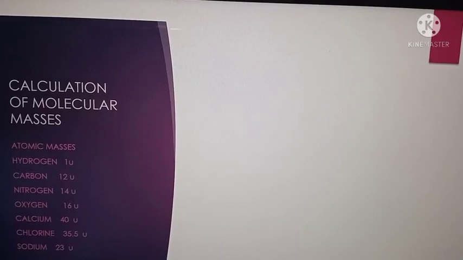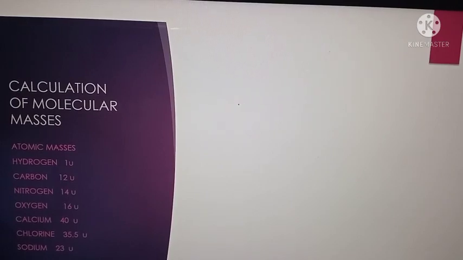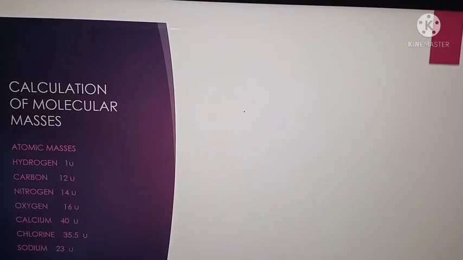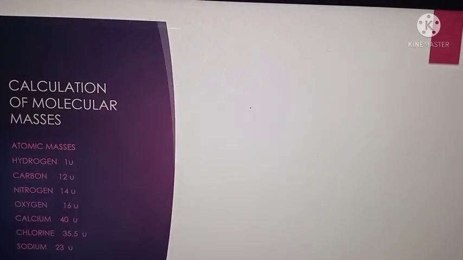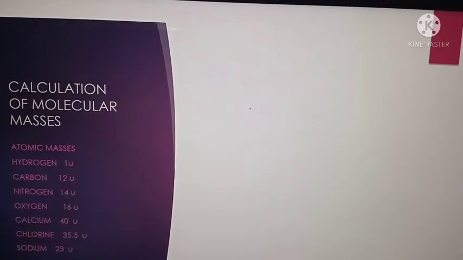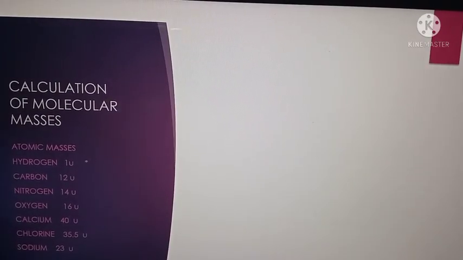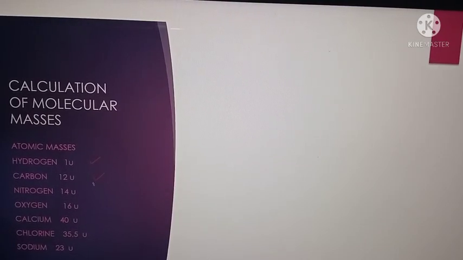Next we will study the calculation of molecular masses. This is also an important concept given in class 10th. In order to calculate the molecular mass of molecules, we should know the atomic masses. That is a prerequisite, the basic knowledge we should have. You can see the atomic masses mentioned here for different elements. We have taken hydrogen, carbon; hydrogen is 1 U. U is the atomic mass unit or unified mass.